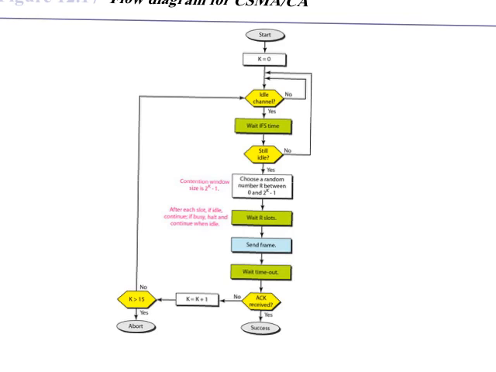Before that, of course, if the channel is idle, then I have to wait for interframe spacing. And then I have to do the contention procedure, which means choosing a random number based on the value of k. So initially, k is equal to 1, so I generate a random number between 0 and 1, and so on.